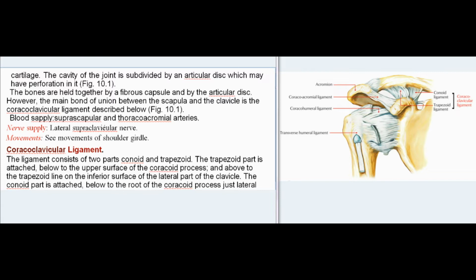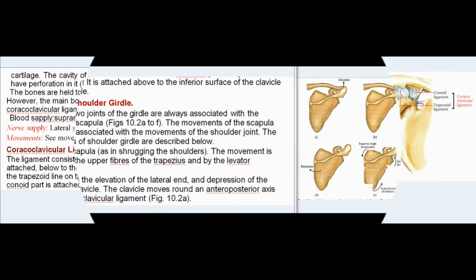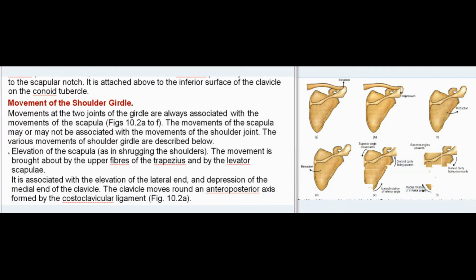Coracoclavicular ligament. The ligament consists of two parts, conoid and trapezoid. The trapezoid part is attached below to the upper surface of the coracoid process, and above to the trapezoid line on the inferior surface of the lateral part of the clavicle. The conoid part is attached below to the root of the coracoid process just lateral to the scapular notch. It is attached above to the inferior surface of the clavicle on the conoid tubercle.